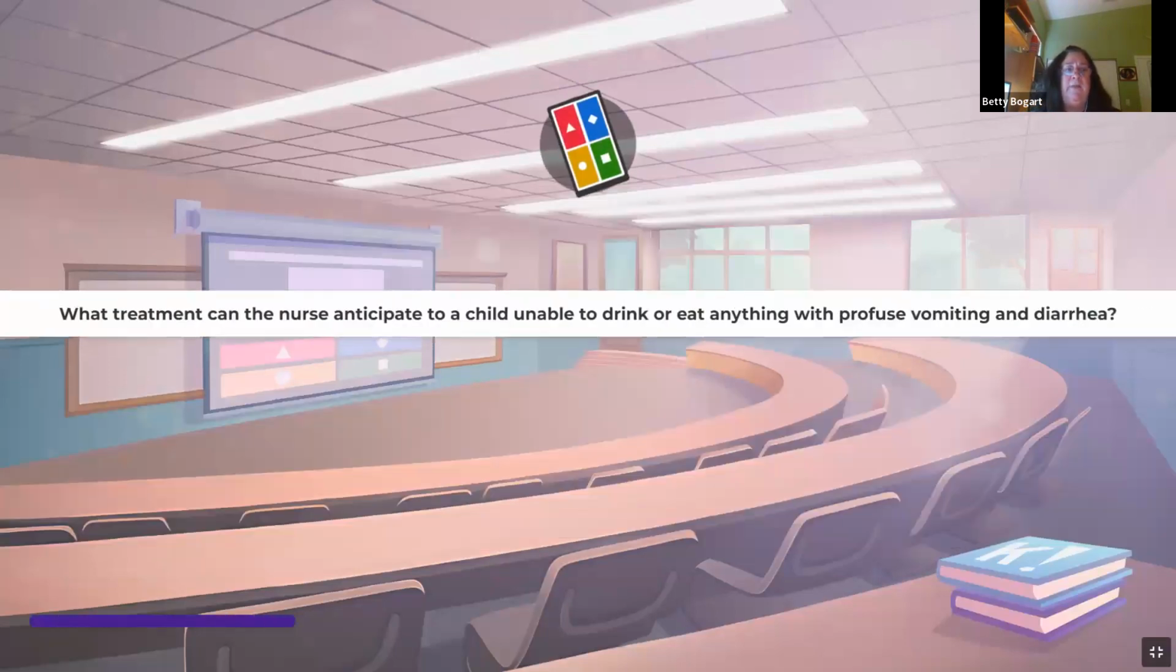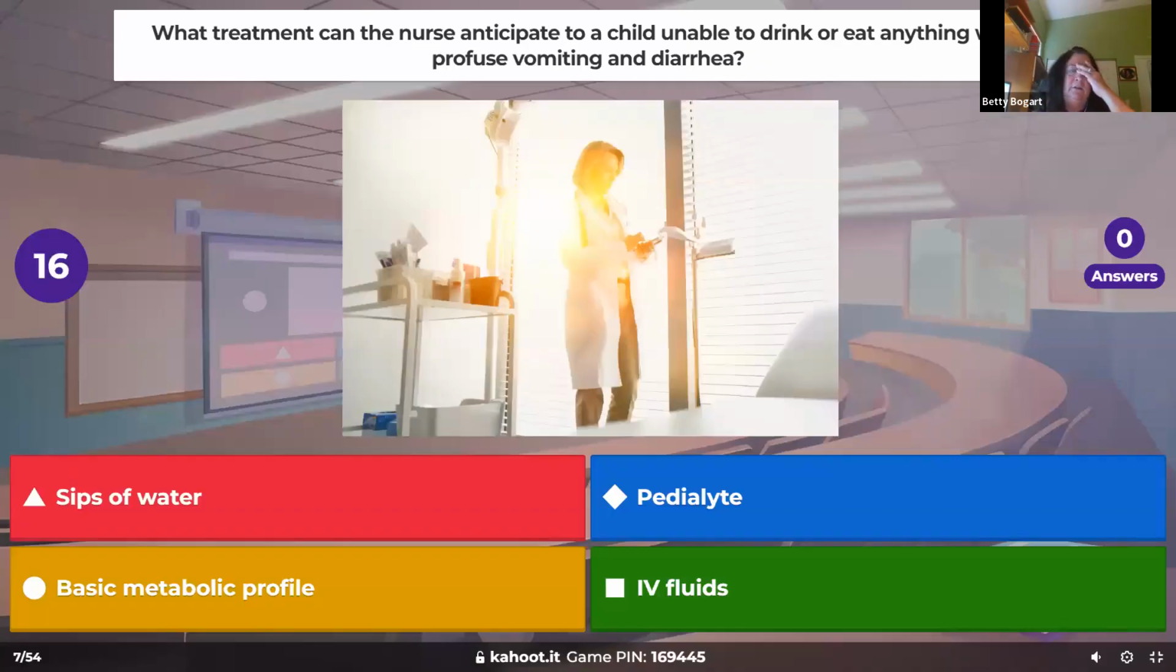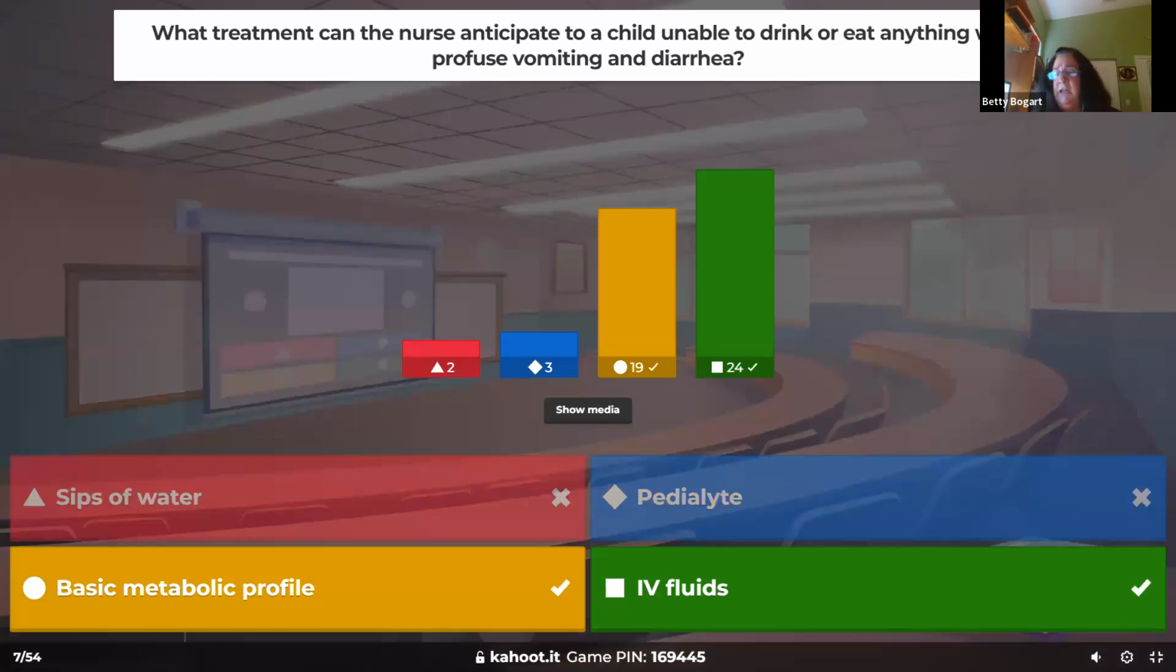Multi-select. What treatment can the nurse anticipate if a child is unable to drink or eat anything with profuse vomiting and diarrhea? So what are you going to do? Kid can't drink, can't eat, vomiting, diarrhea. What do you need to do? Remember, dehydration is very dangerous in children. We'll be monitoring their basic metabolic profile to see their hydration status, and we'll be giving IV fluids. Very important. They're unable to drink, they're not going to take anything by mouth, okay?